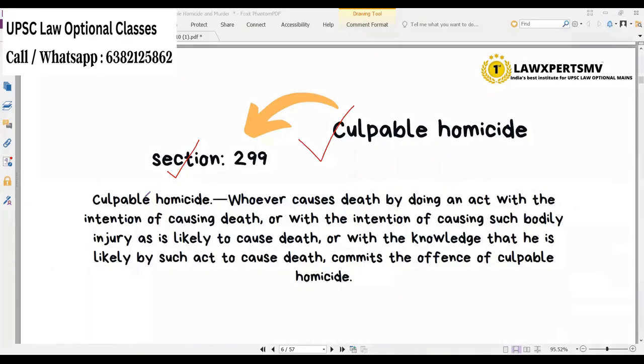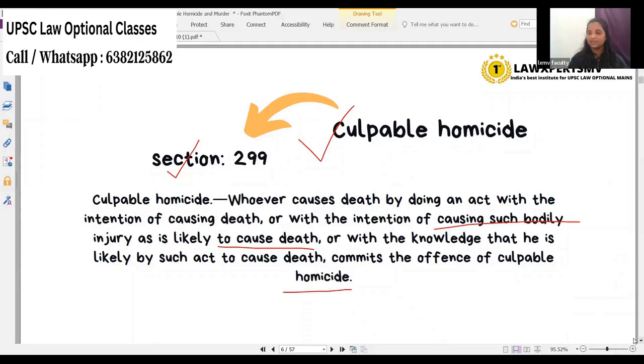Culpable homicide. Whoever causes death by doing an act with the intention of causing death, or with the intention of causing such bodily injury as is likely to cause death, or with the knowledge that he is likely by such act to cause death, commits the offense of culpable homicide.